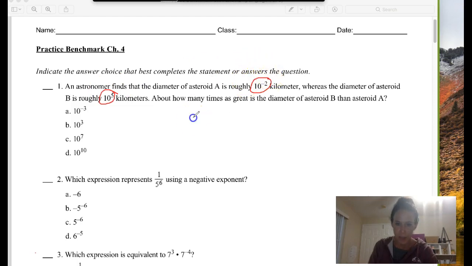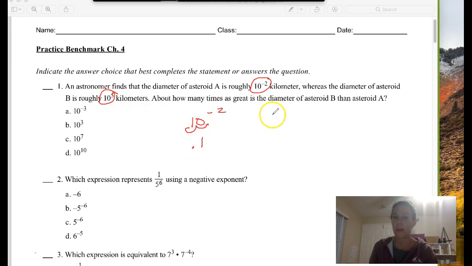Let's look. If I have 10 to the negative 2 and I put this back into standard notation, the decimal is right here after the 10, and if it's to the negative power, I'm going to move in the negative direction to put it back into its standard notation. So I'm going to move it over 2 places, and that gives me 0.1.